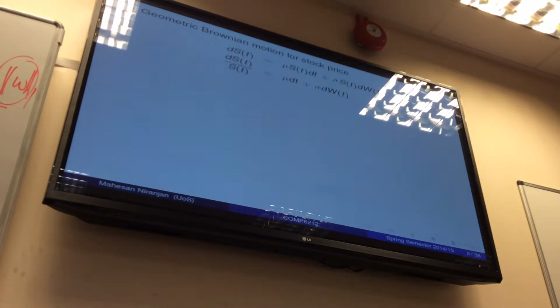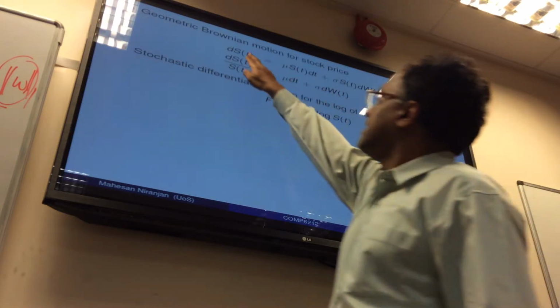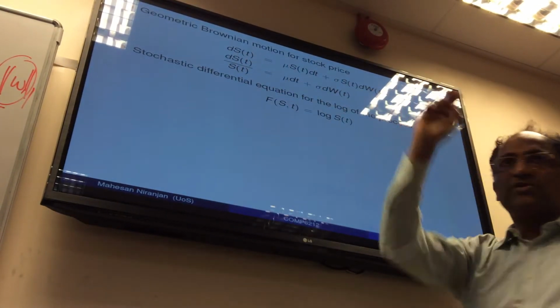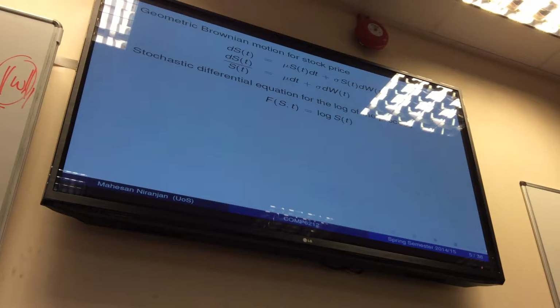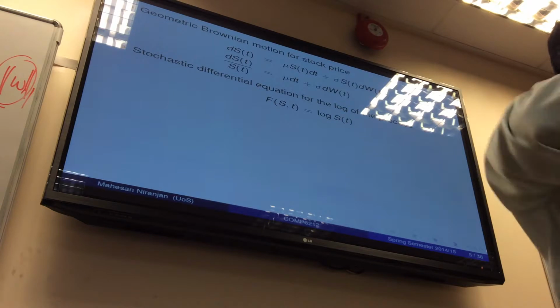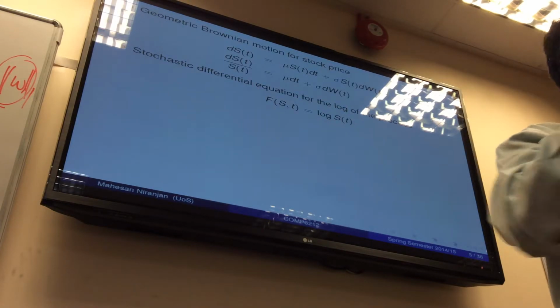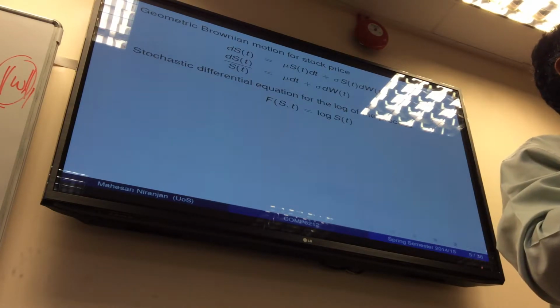The question that then gets asked is: if you think that a particular random variable follows that kind of random motion, what can you say about functions of that variable? This is the fundamental question. We think that an option's price is related to the underlying stock price, so it's a function of that underlying stock price.